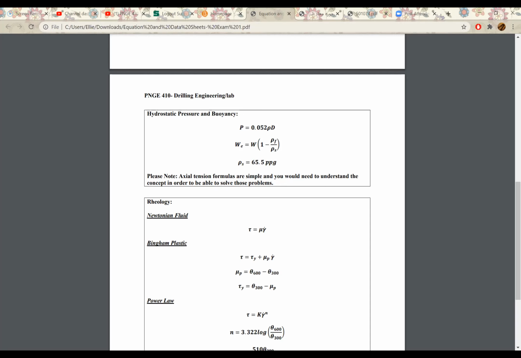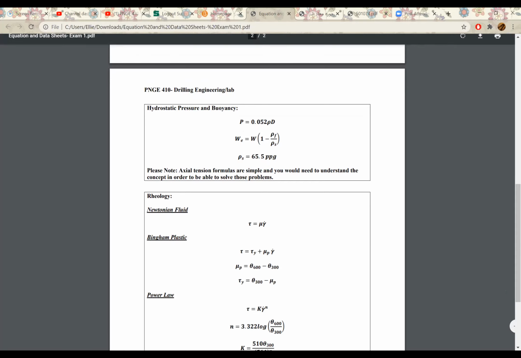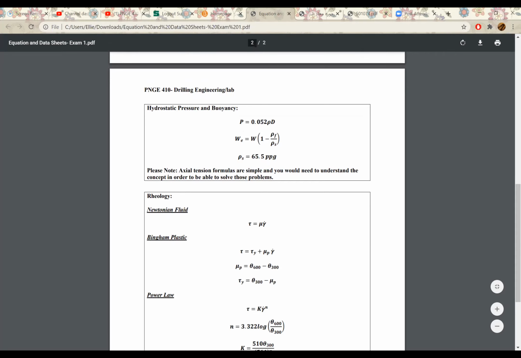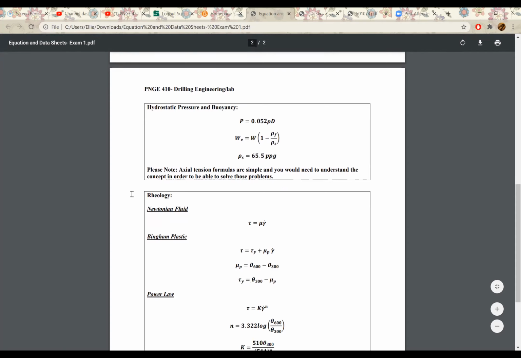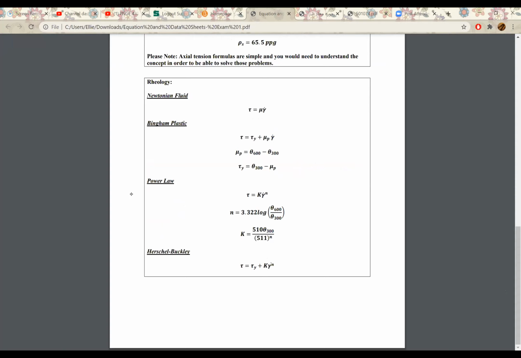But I still put the hydrostatic pressure equation there, the definition of effective weight, and the density of the steel. These two are related to each other. So in terms of axial tension, again, if you know how you did your homework, you should be fine. No problem there. And also rheology. Rheology is more related to your drilling lab, right?